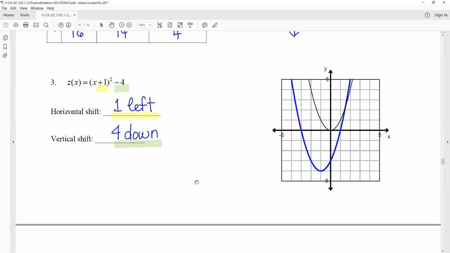This one has 2 transformations. You always work from the inside out. This +1 shows that we're going to shift everything 1 place to the left. So we would take this black y = x² graph, move it 1 place to the left, and then we would take this vertex that's 1 place to the left and move it down 4 places. And then we would have our graph.